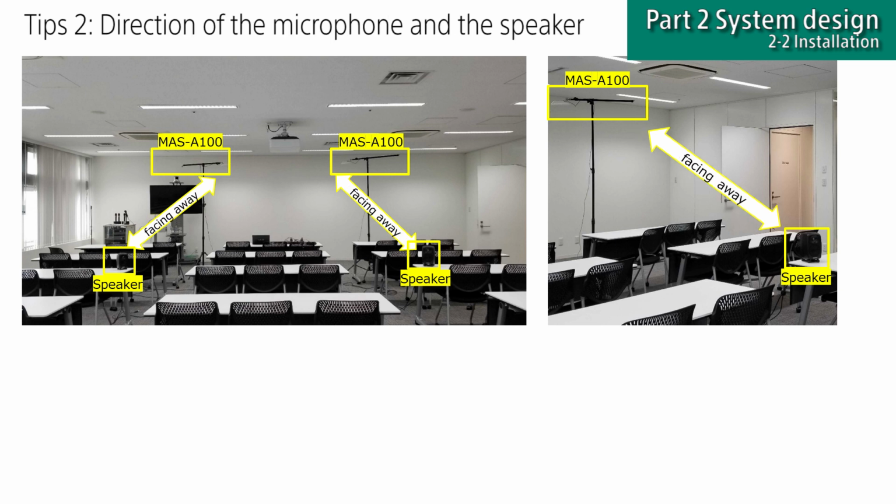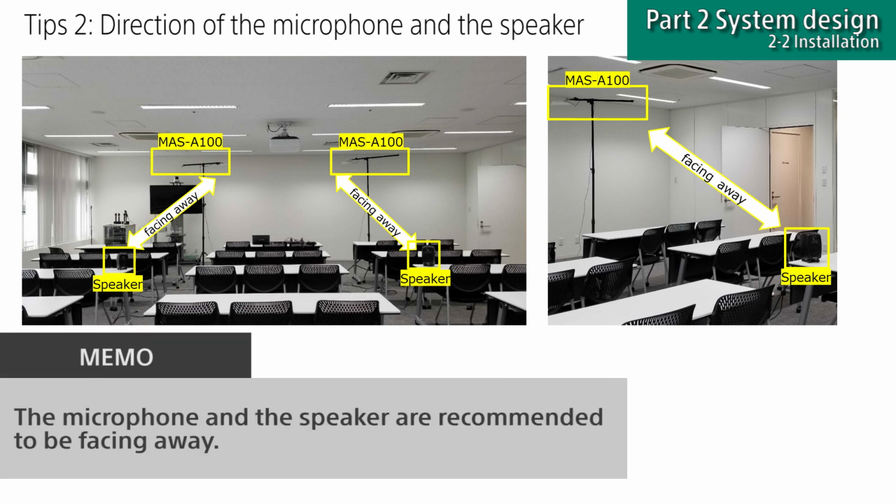Number 2, direction of the microphone and the speaker. The microphone and the speakers are recommended to be facing away. If speakers are already mounted on the teaching display wall and the distance between microphone and speaker is less than 3 meters, we would recommend moving the speakers so that they are facing away from the beamforming microphone to get the best results for speech reinforcement.